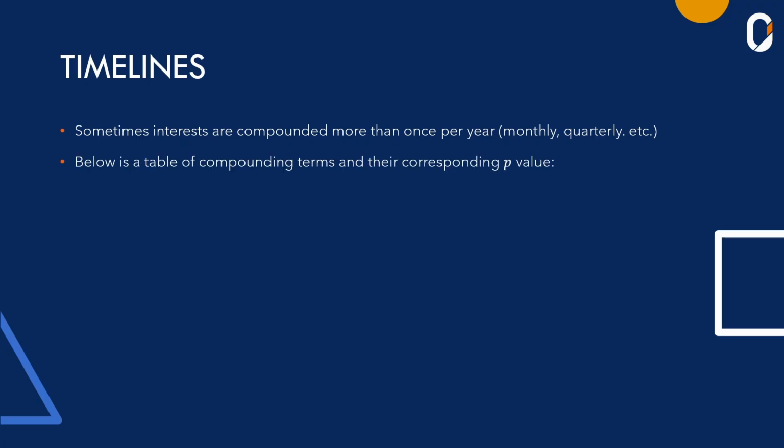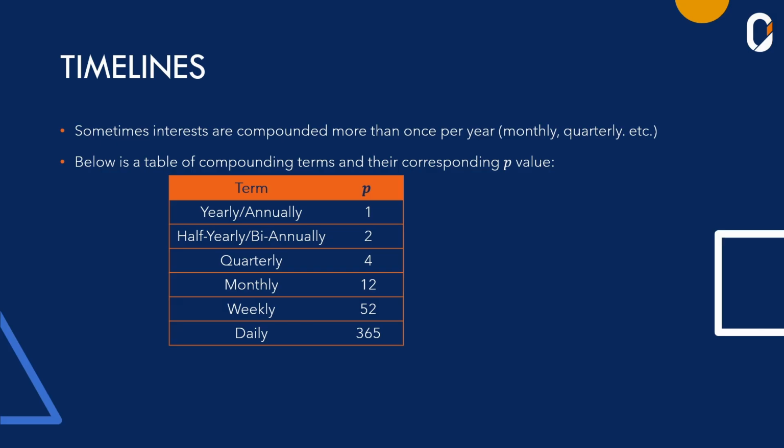Below is a table of compounding terms and their corresponding p-values. When the term is yearly, we multiply the number of years by 1.